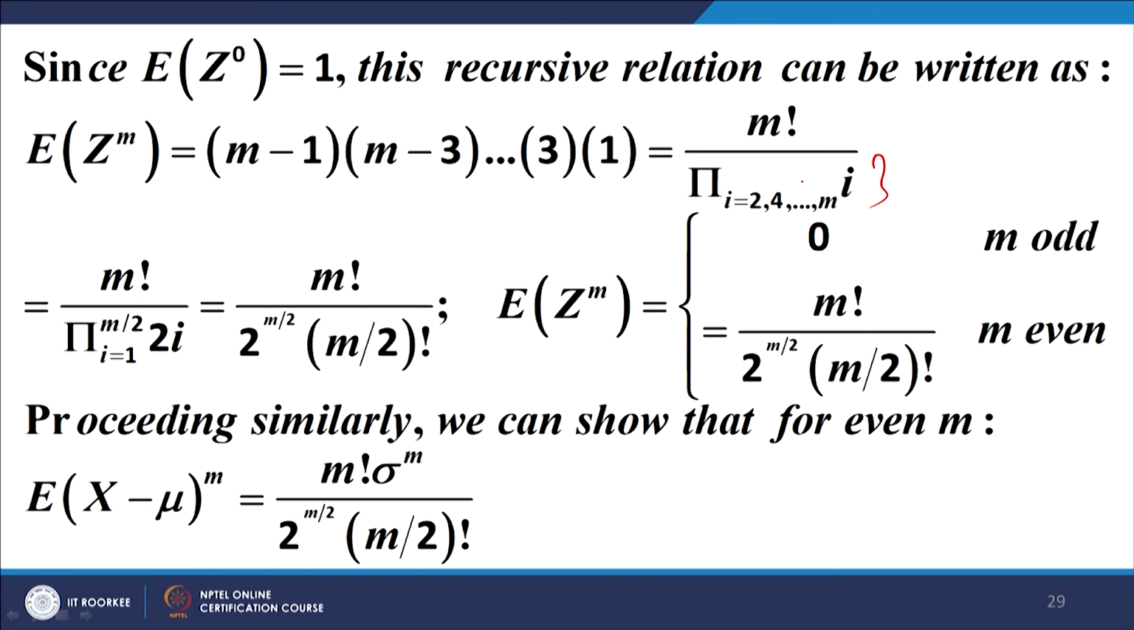So, we can write the summary of this expression as: the expectation of z to the power m is 0 if m is odd and is given by this expression if m is even.